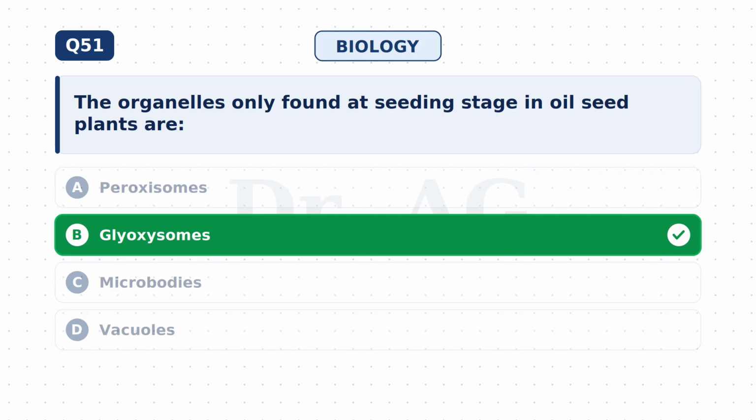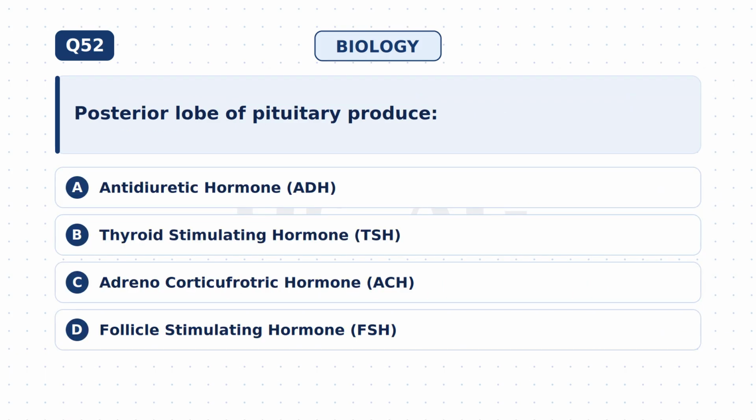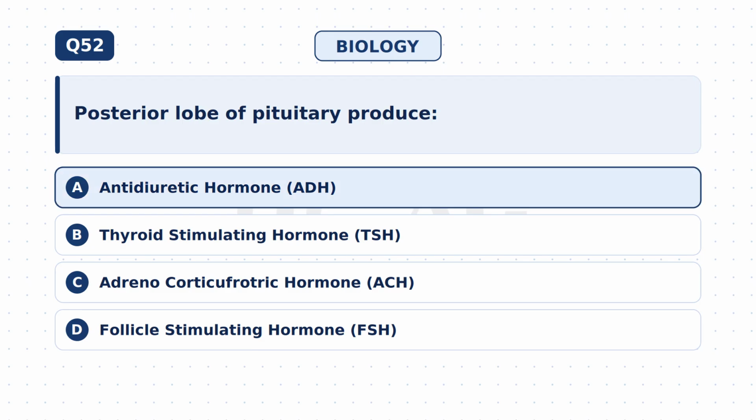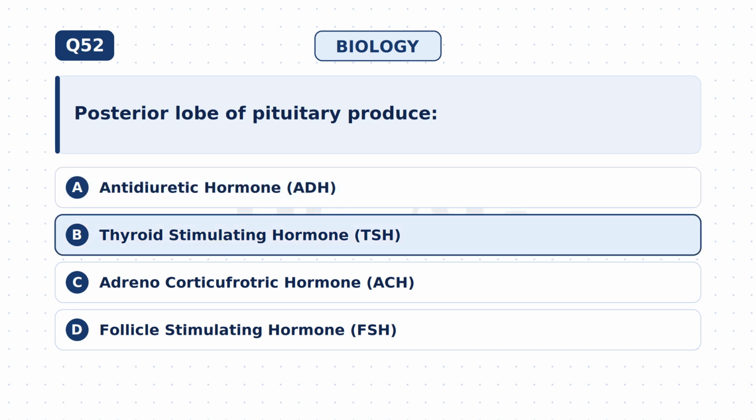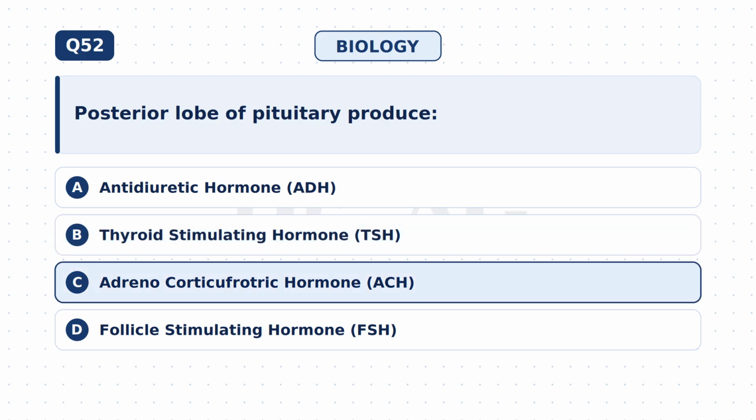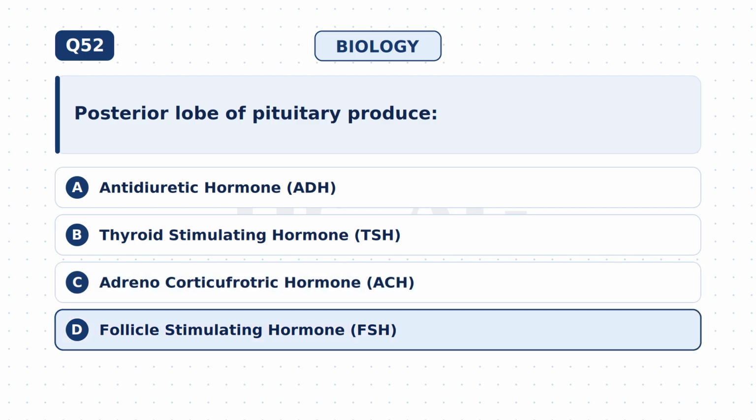The correct answer is B, glyoxysomes. Question 52. Posterior lobe of pituitary produces Option A, antidiuretic hormone ADH. Option B, thyroid stimulating hormone TSH. Option C, adrenocorticotropic hormone ACTH. Option D, follicle stimulating hormone FSH.